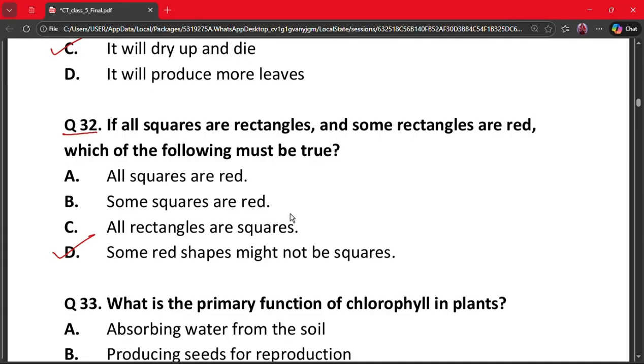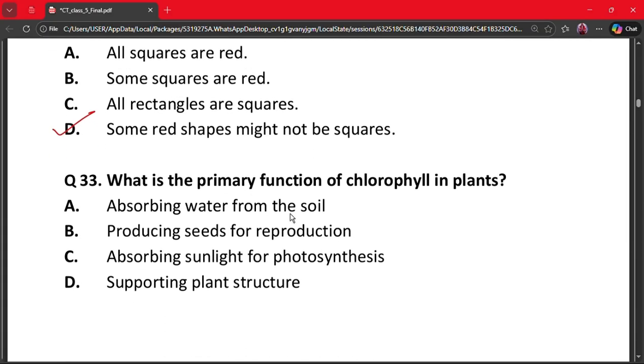Why? Because some rectangles are red, but not all rectangles are squares. So some red rectangles may not be squares. No guarantee that squares are red. Thus option D is logically correct.